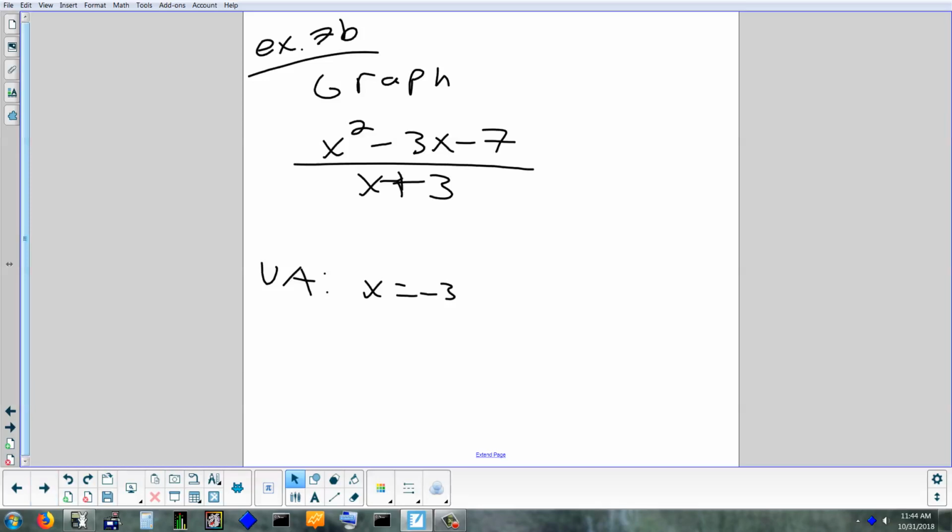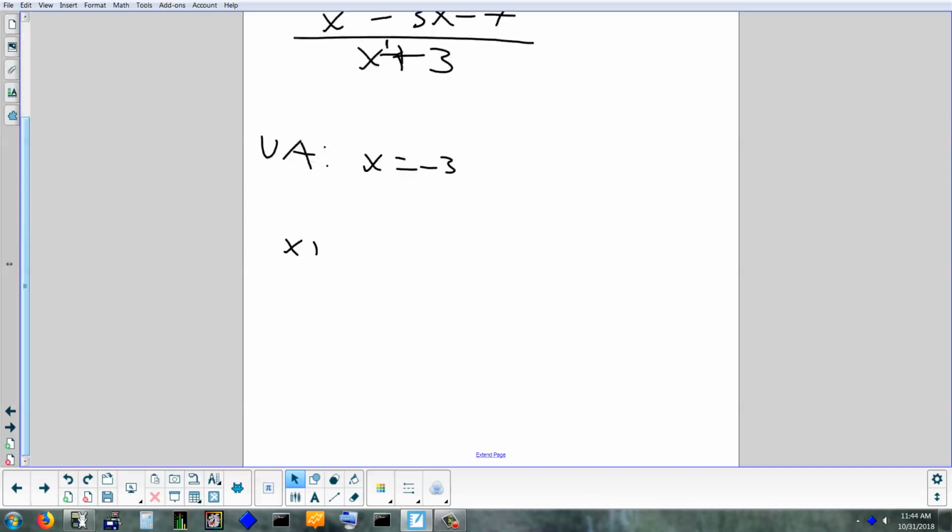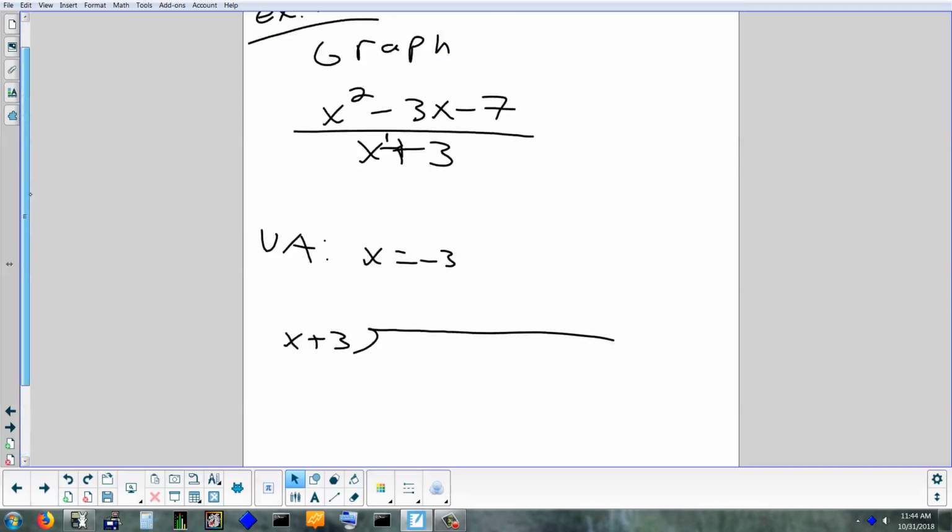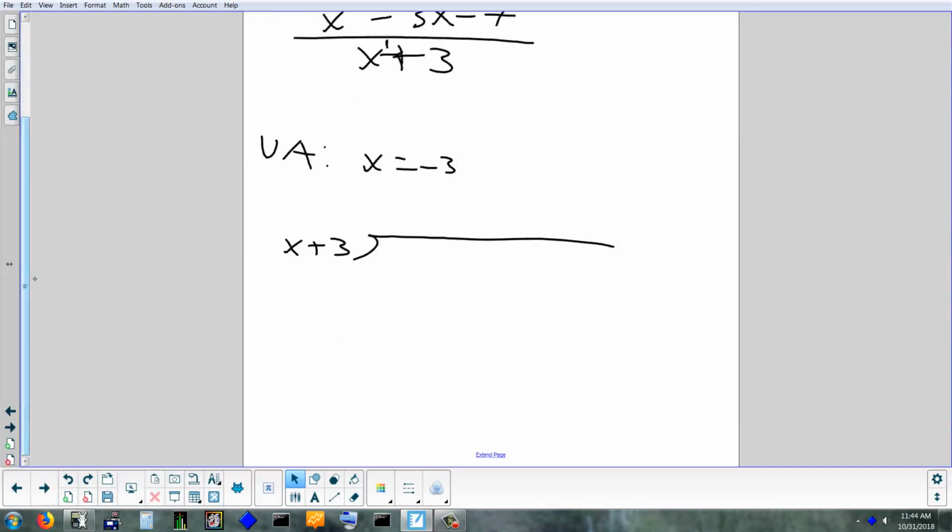Degree in the top is bigger. How much bigger is the degree in the top than the degree in the bottom? 1. It's 1 bigger. Degree in the bottom is 1. Degree in the top is 2. That's a difference of 1. Difference of 1 equals slant asymptote. So let's find out what it is. X plus 3 into x squared minus 3x minus 7.